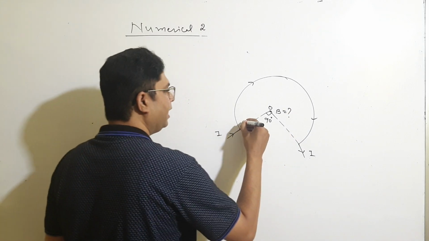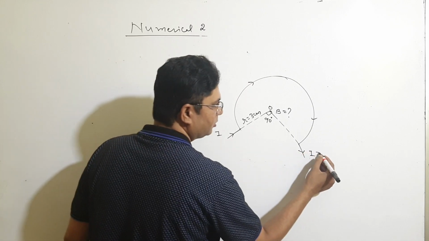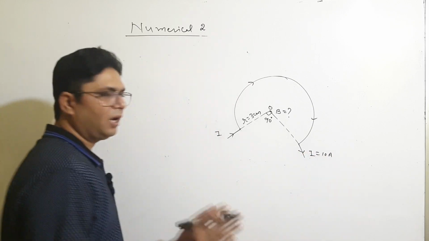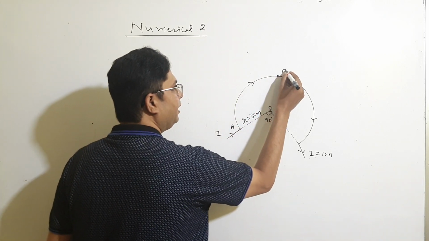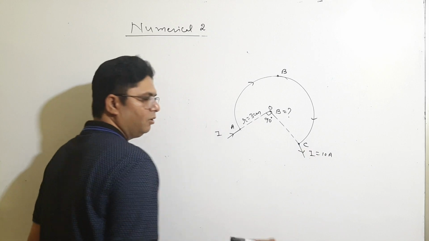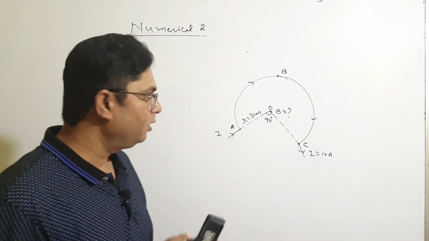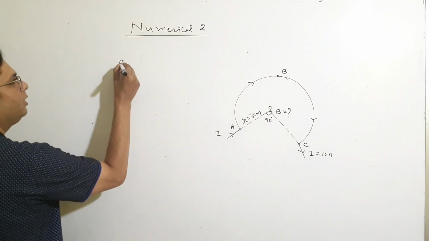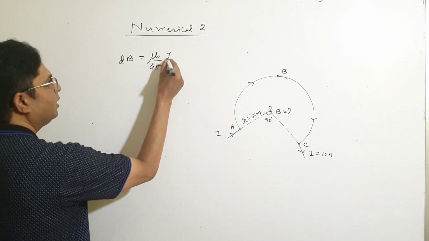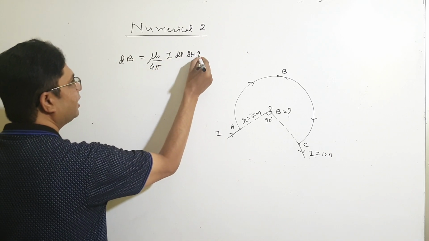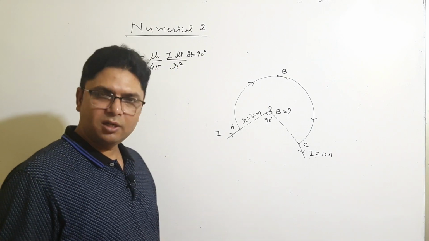Here the radius R is equal to 3 centimeter and the current is equal to 10 ampere. You have to find the magnetic field due to the ABC arc. For this we are going to use Biot-Savart's law. According to Biot-Savart's law, dB is equal to mu naught upon 4 pi, I dl sine 90 degree upon r square. How does sine 90 come here?